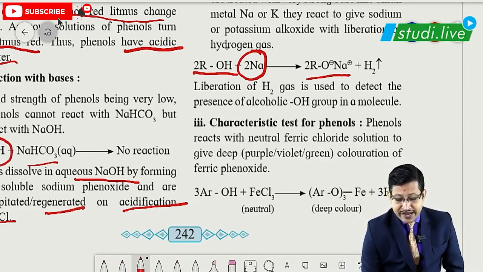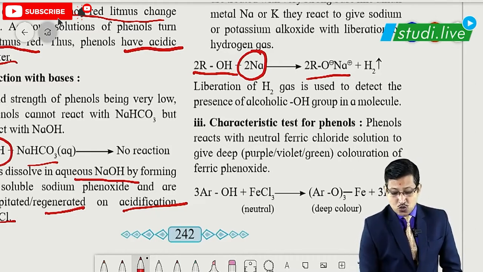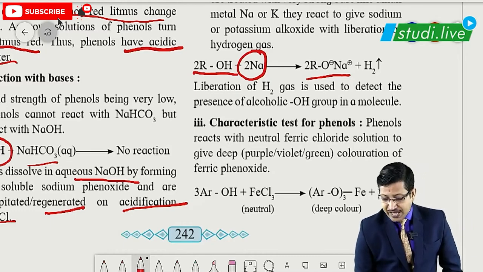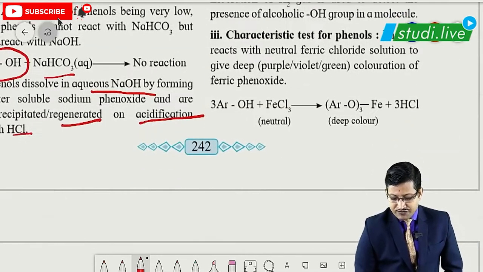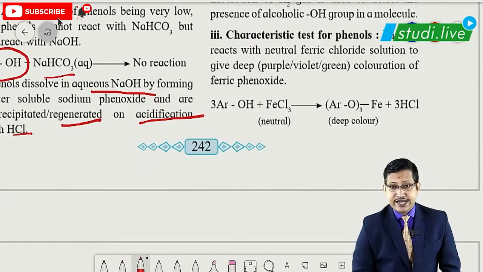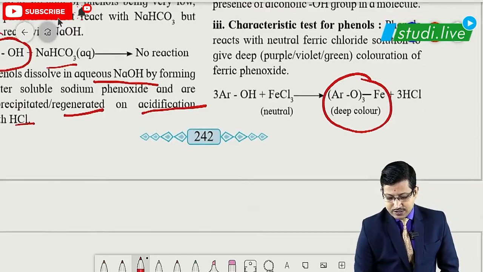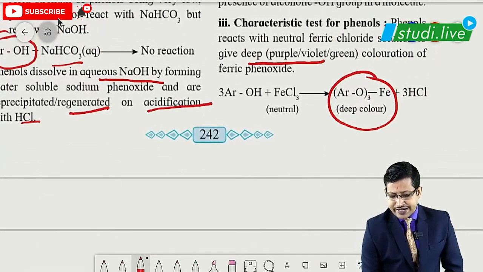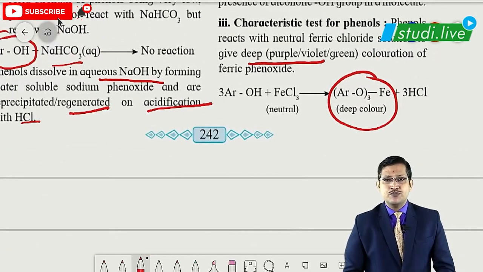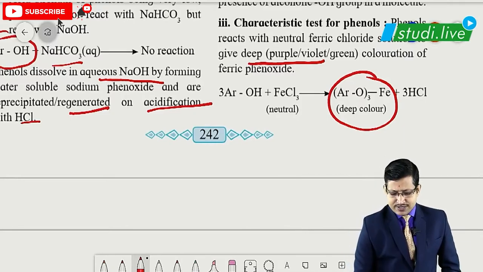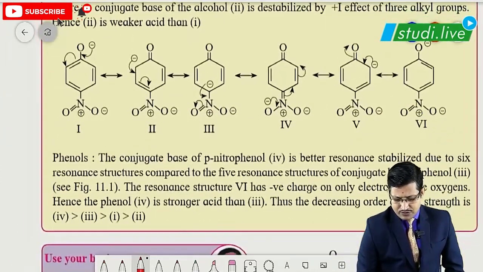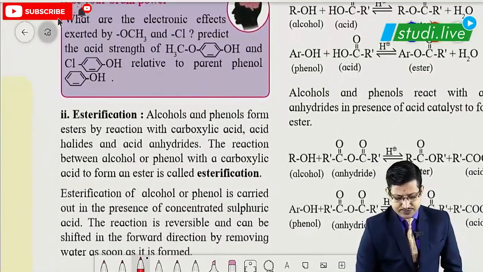This OH bond has to break. You can see this OH bond on the screen. This OH bond has to break and will give you 2 RO minus Na plus. Now the characteristic test for phenols: phenols react with FeCl3. This will give you a deep, dark color. Which dark color? Purple, violet, green, that all indicates the presence of phenols. That is a reaction for phenols.